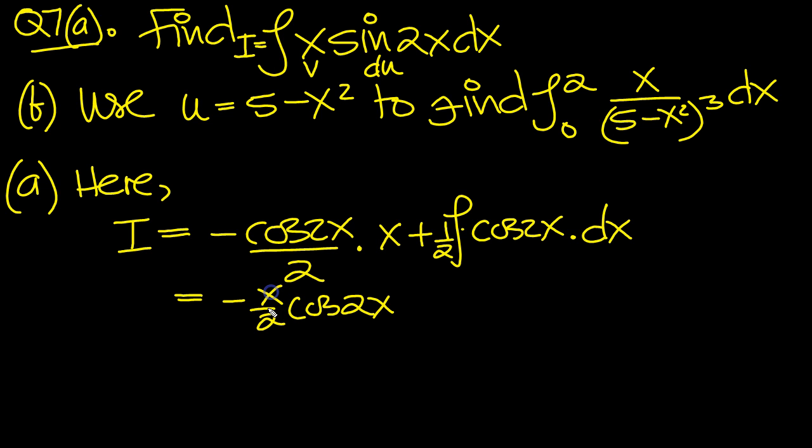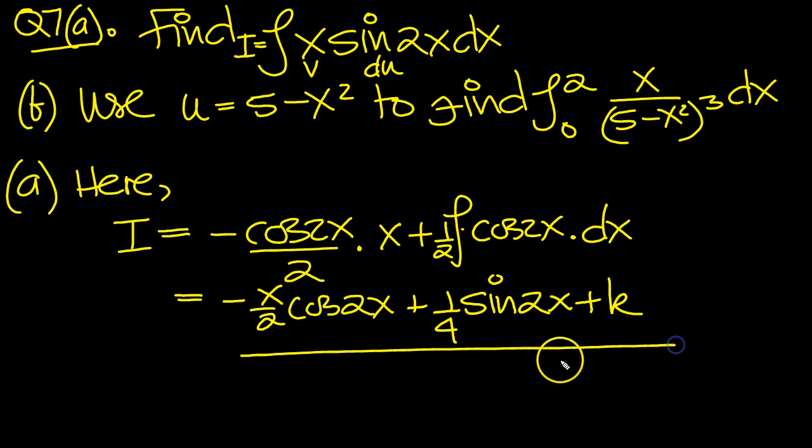So minus x over 2 cos 2x plus, this is a half, but this integral here is sine 2x over 2. There's already a 2 there, so it makes a quarter, doesn't it? Plus k. So there's that integral done then.